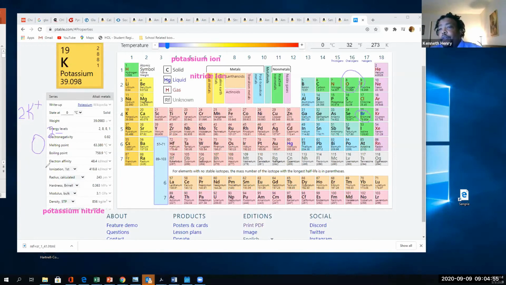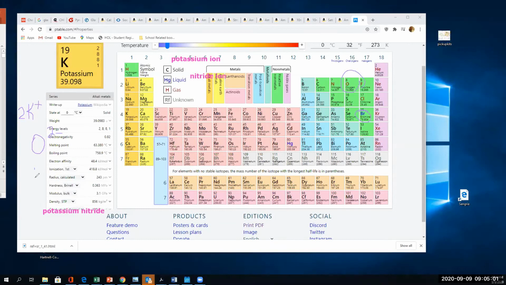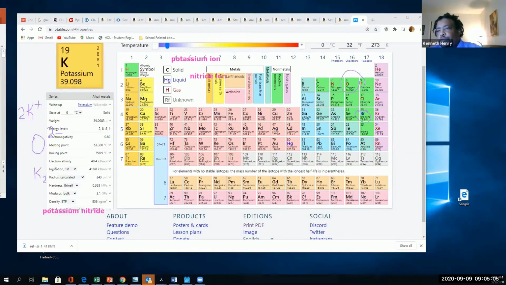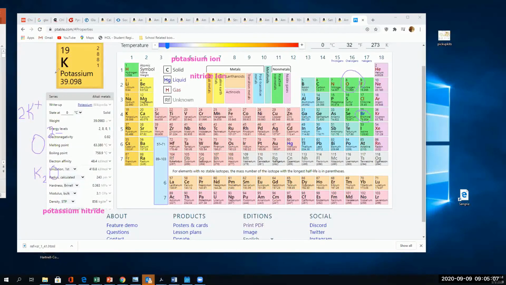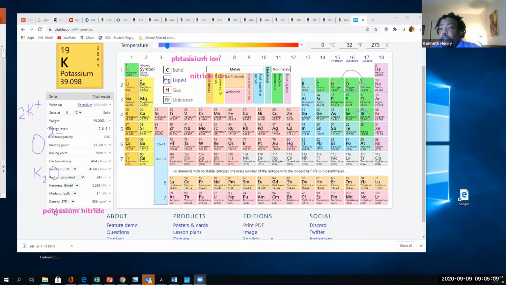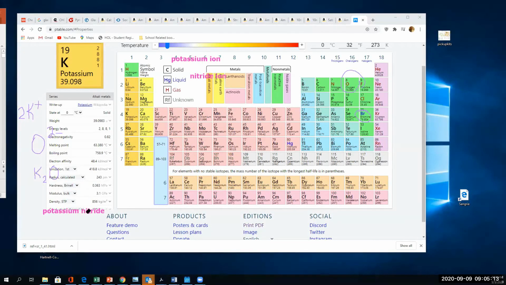Okay, so then my chemical formula would be K2O, K subscript 2, O. Okay, so then what am I going to name it? Potassium oxide.